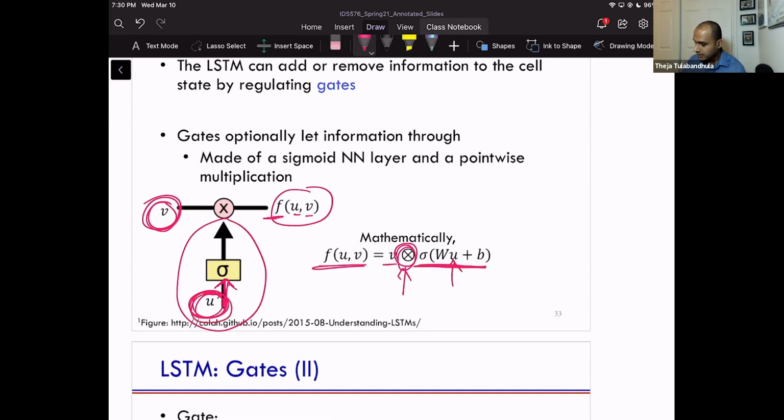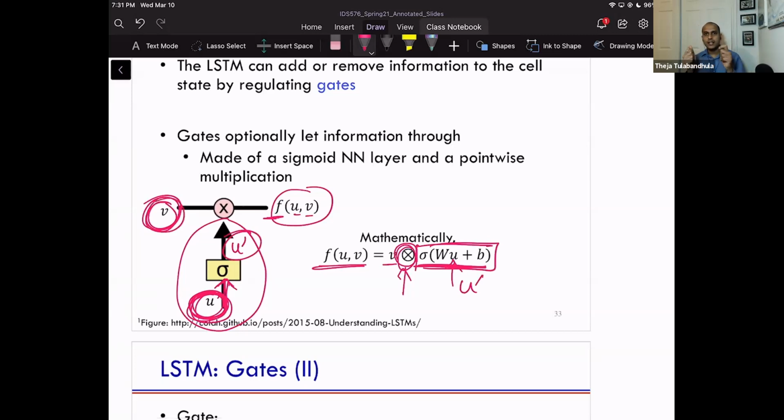So what is happening? Let's step back a bit. We have u, which is going through a linear transformation, Wu plus b. That's a linear transformation. Then I apply a sigmoid nonlinearity on it. It's just the sigmoid nonlinearity, not the softmax step. So each coordinate can become 0 or 1. So that's this block here. Let's call it u prime. That's u prime.